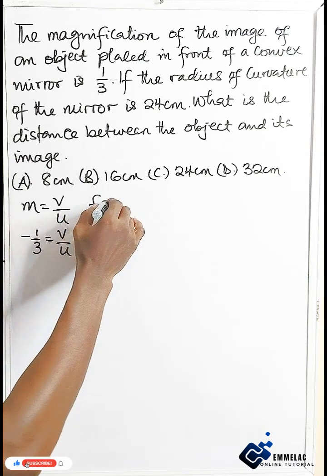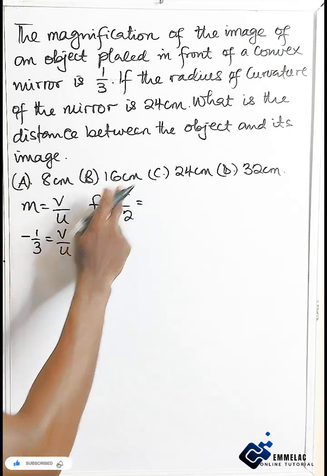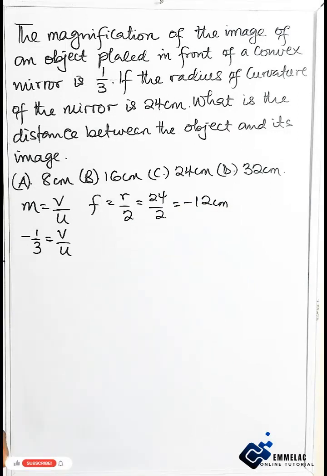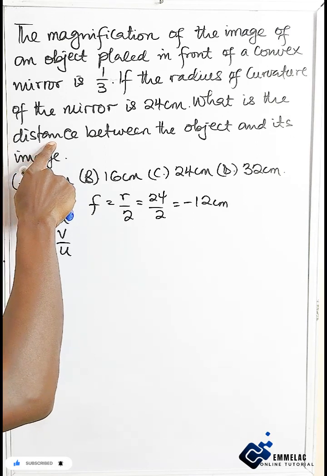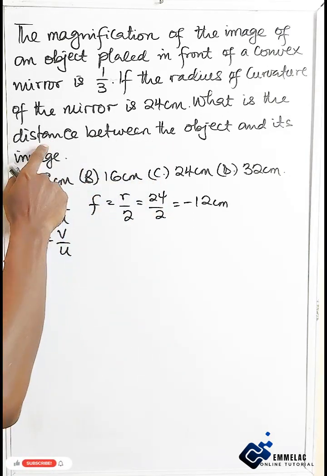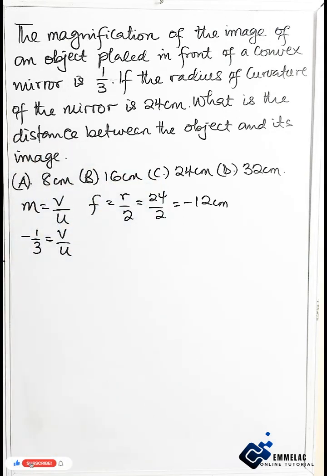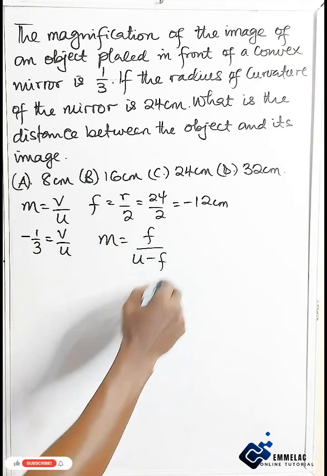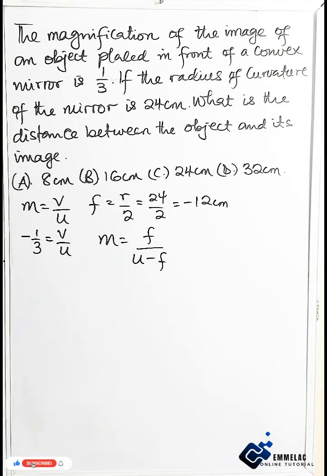Now the focal length, which equals R all over 2, where R here is 24, so 24 all over 2, which will give us what? Negative 12 centimeters. Now it is negative because the focal length of a convex mirror is also negative. All right, now to this end, we need to look for the object distance and the image distance for us to actually calculate the distance between the object and the image. Now let us recall this formula that m equals f all over u minus f. Now this is actually derived from the mirror formula. This is the relationship between the magnification, the focal length, and the object distance.